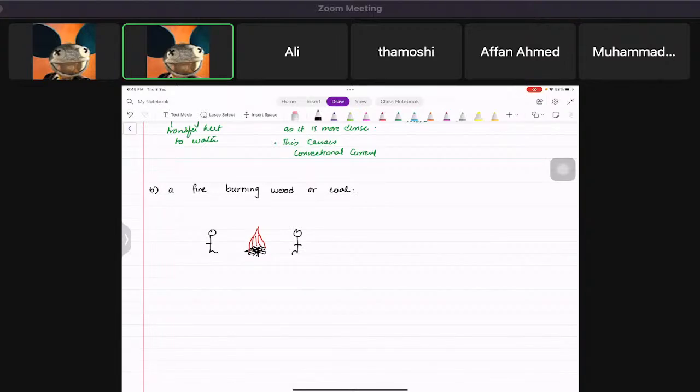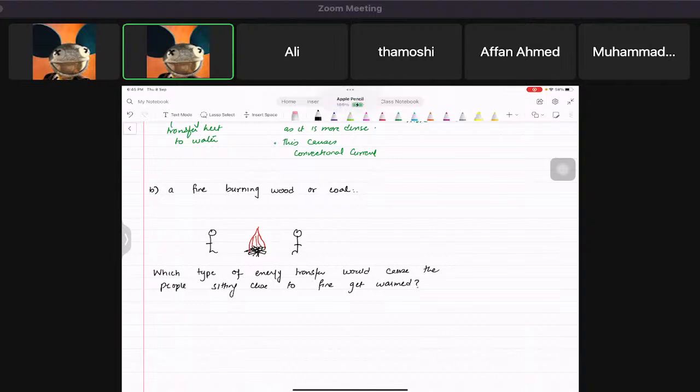So I would like you to tell me which type of energy transfer would cause the people sitting close to the fire to get warmed. Yes, you need to answer me whether it's conduction, convection, or radiation. Okay, so let me write it here as well, so you can answer.